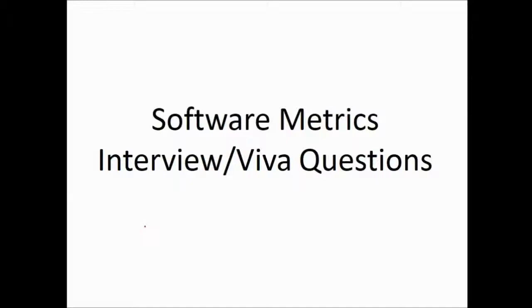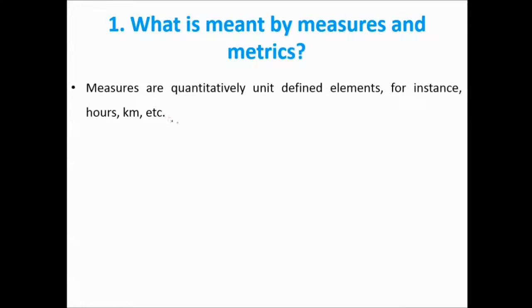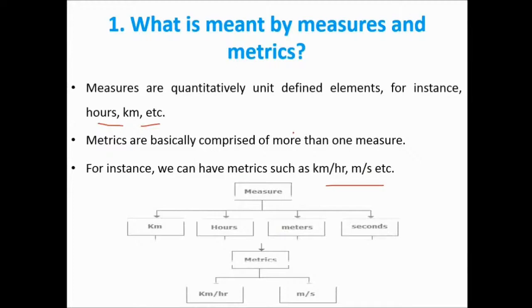Now let us talk about interview or VIVA questions. Few questions on software metrics. So the question may be, what is meant by measures and metrics? Measures are quantitatively unit defined elements, for example hours, kilometers, etc. While metrics are basically comprised of more than one measure. For instance, we can have metrics such as kilometer per hour, meter per second, etc.